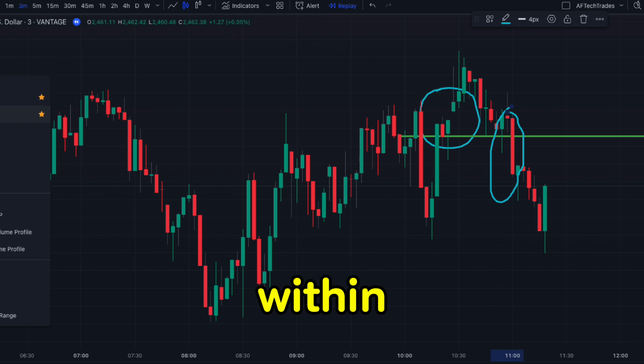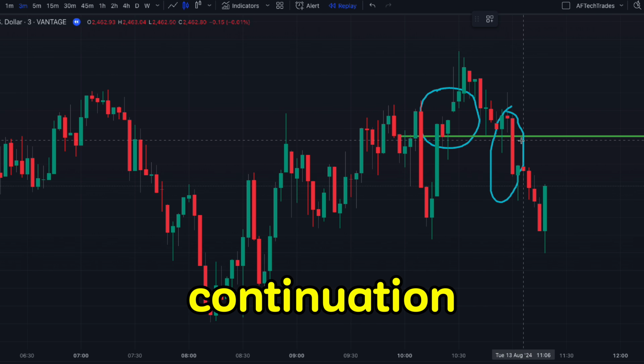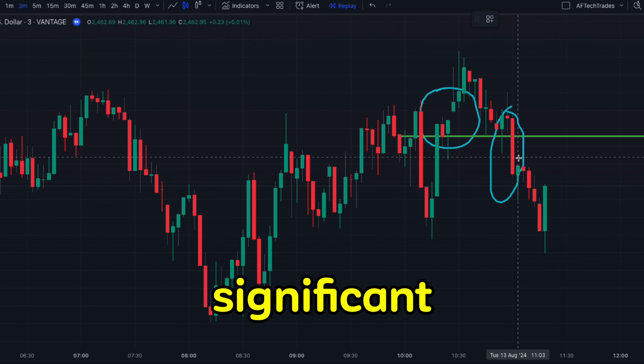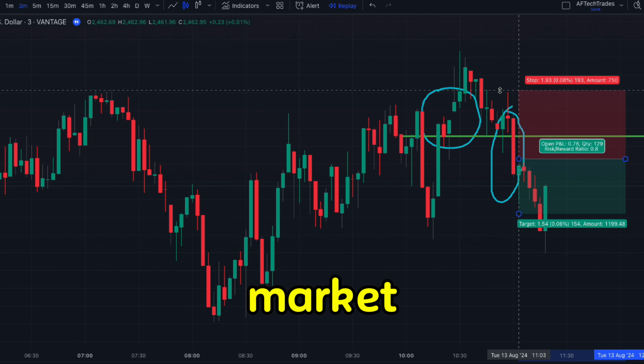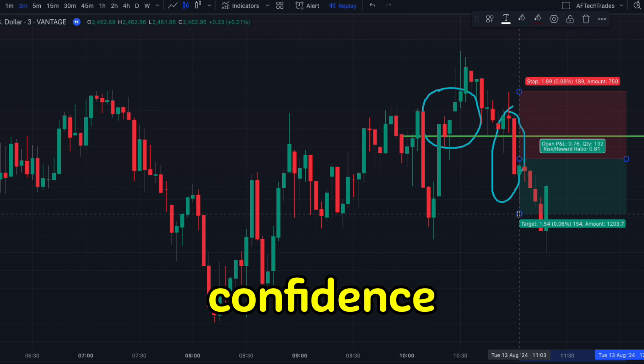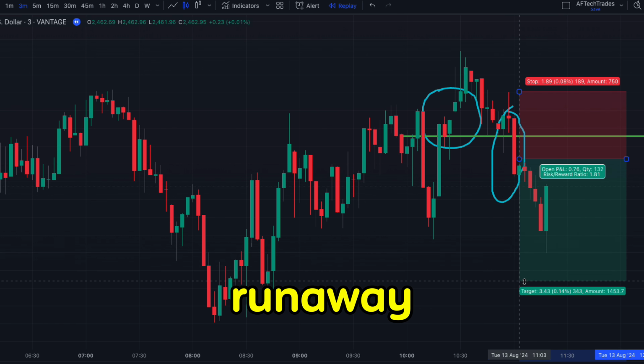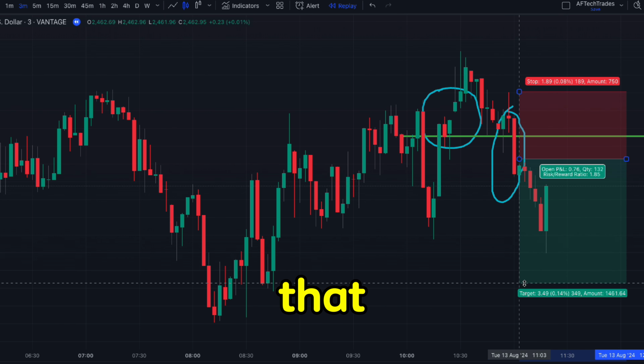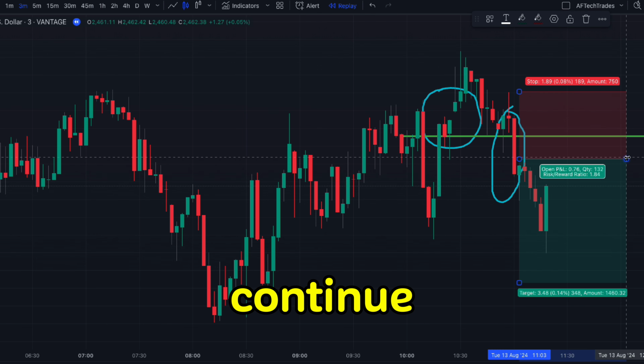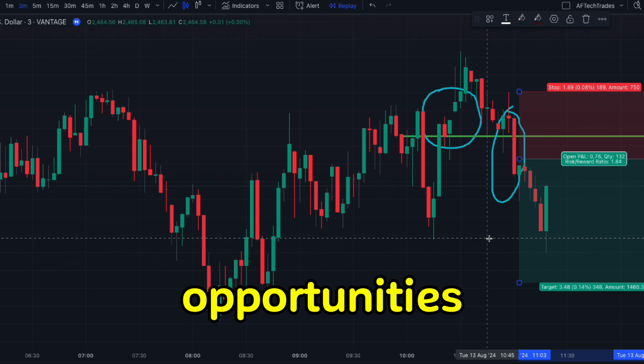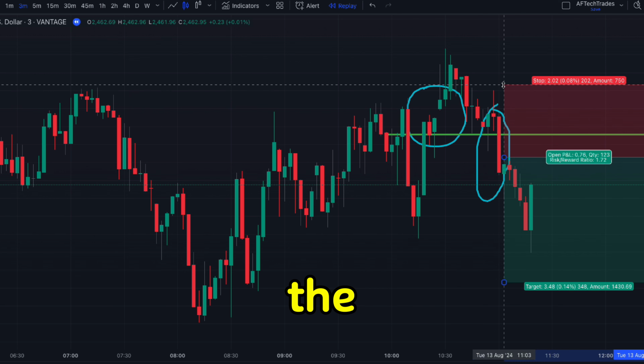Runaway gaps occur within a strong trend and signal its continuation. These gaps are significant because they indicate a strong market sentiment and a high level of confidence among traders. When a runaway gap appears, it often means that the current trend is likely to continue for a considerable period, providing opportunities for traders to capitalize on the momentum.